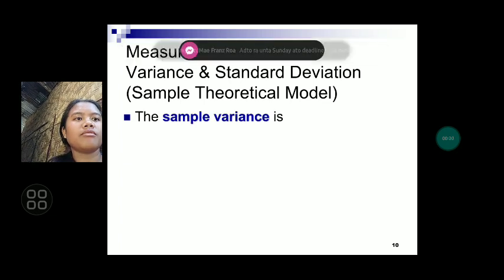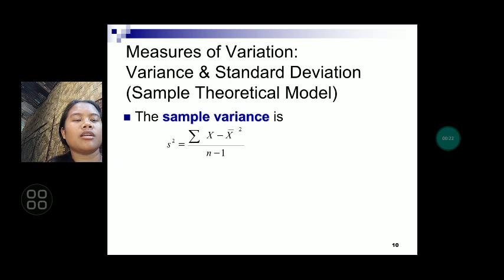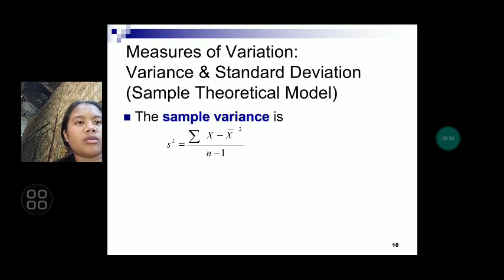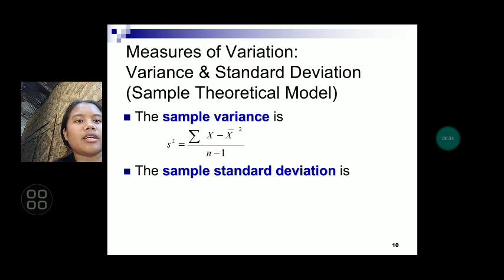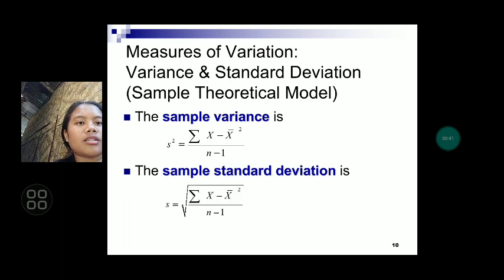First, the sample variance is s² = Σ(x − x̄)² / (n − 1). The second formula, the standard deviation, is s = √[Σ(x − x̄)² / (n − 1)].